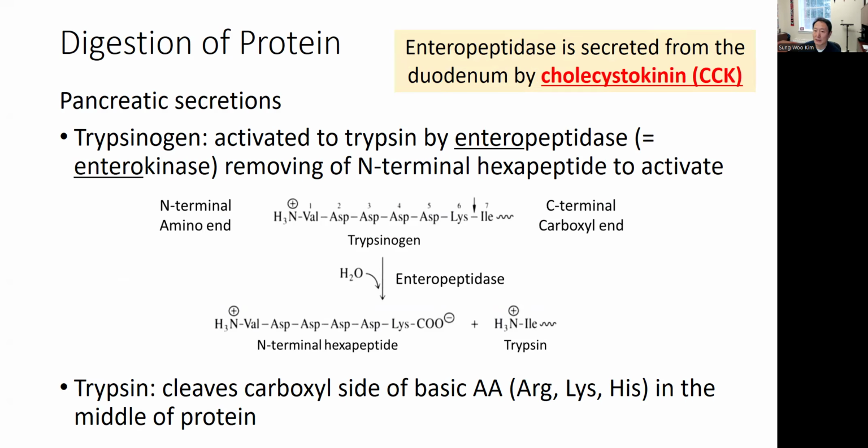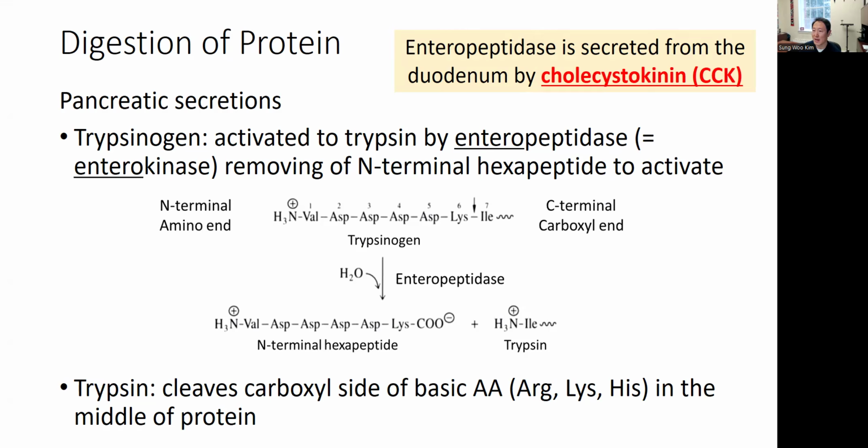Okay, let's talk about trypsinogen. We'll spend some time to talk about each enzyme. Trypsinogen should be activated by another enzyme called enteropeptidase. It's not endo or exo, but entero. Entero means gastric or intestinal. The enteropeptidase is also called enterokinase. So we have two different terms referring to the same enzyme.